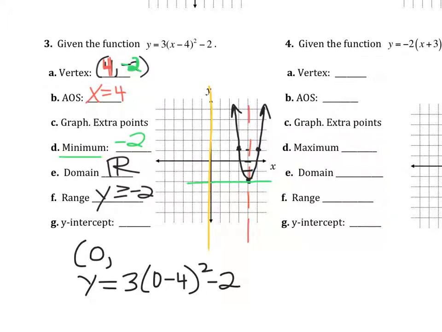Now your calculator can handle that. Did you know your calculator has parenthesis buttons? Have you seen them? I'll show you. What am I plugging in? 3 parentheses 0 minus 4 parentheses squared minus 2. You could plug that whole thing in. You don't even have to think.